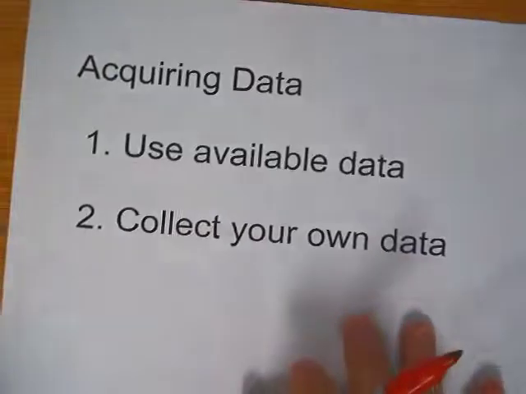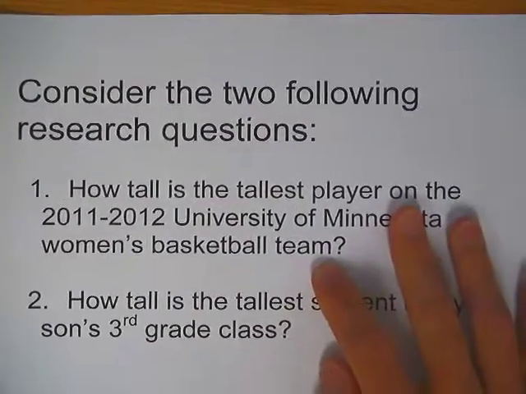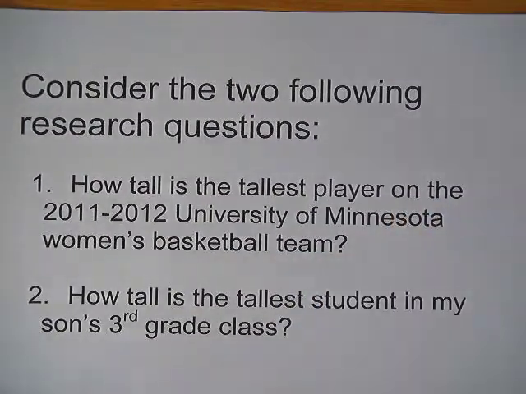Okay, so we have a couple of ways of acquiring data. The first way is, of course, you can just use available data. The internet is a great resource for available data. And the second way is to collect your own. So if we go back to that first research question, chances are we're not going to be able to collect our own data to answer research question number 1. But there may be some available data that we can use.